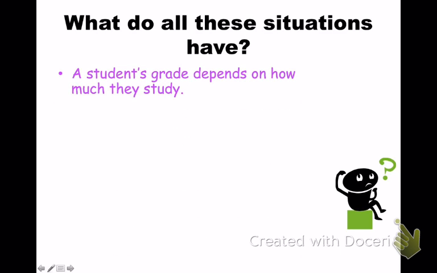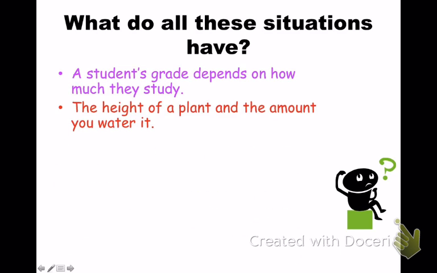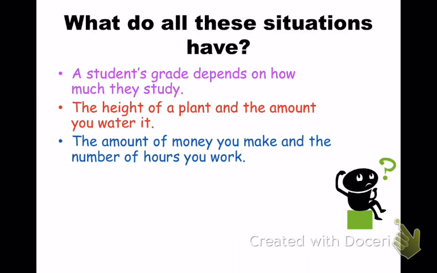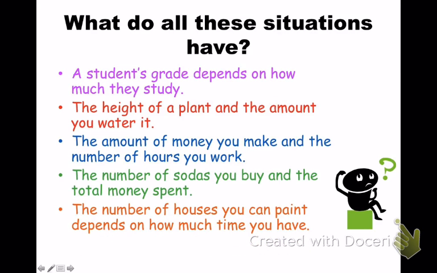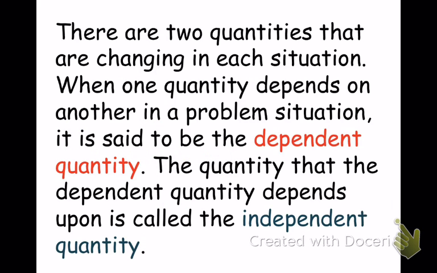A student's grade depends on how much they study; the height of a plant and the amount you water it; the amount of money you make and the number of hours you work; the number of sodas you buy and the total money spent; the number of houses you can paint depends on how much time you have. So these are a few more examples where all these situations have an independent and a dependent quantity.